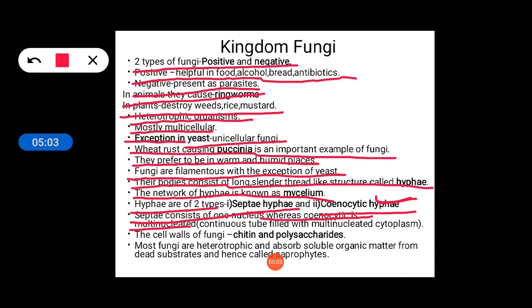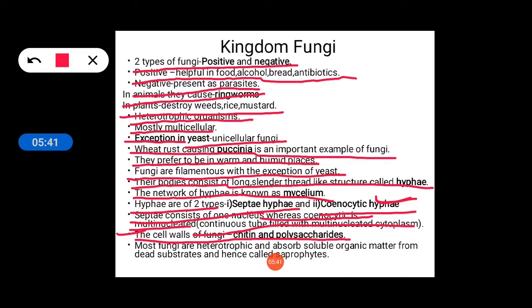This multinucleate condition means a continuous tube filled with multinucleated cytoplasm. The whole tube is filled with multinucleated cytoplasm, meaning cytoplasm with many nuclei, and that type of hyphae is known as coenocytic hyphae. The next point is the cell wall of fungi is made up of chitin and polysaccharides. The composition of the cell wall of fungi may be asked, and the cell wall of fungi is made up of what? Chitin and polysaccharides.